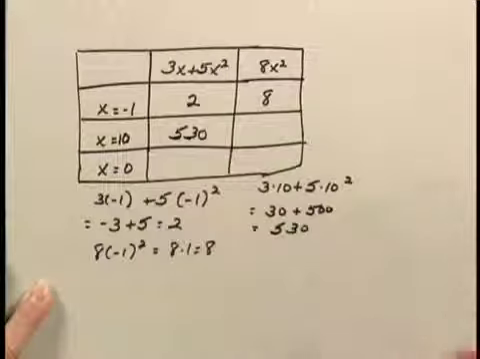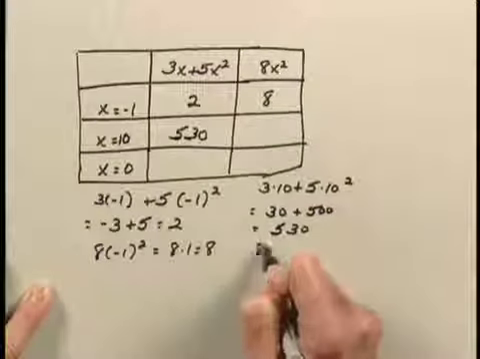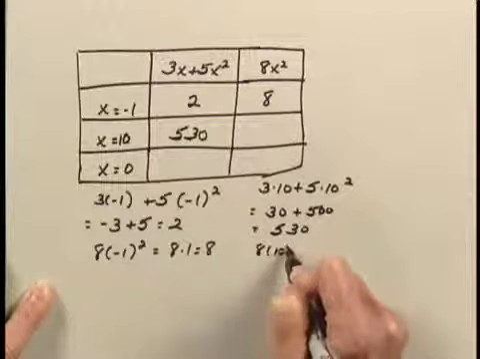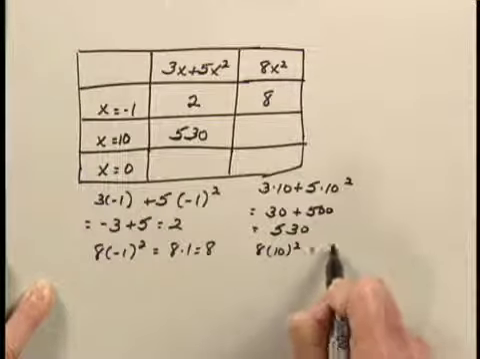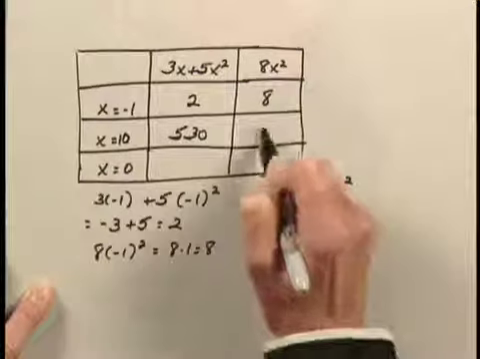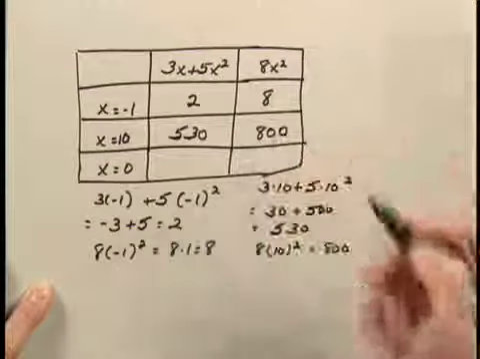And what about 8x squared when x is 10? We'd have 8 times 10 squared. 10 squared is 100, and 8 times 100 is 800. So we'll write 800 here.